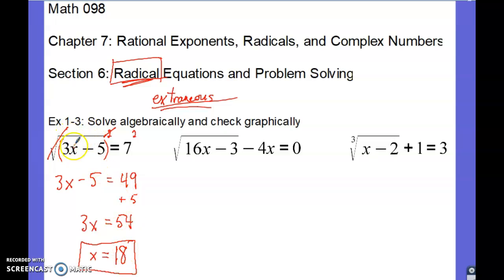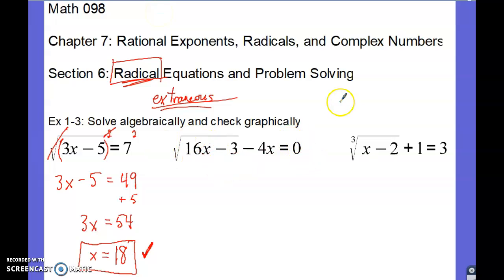So if I plug 18 back into the problem, 3 times 18 must be 54, minus 5 is 49, and the square root of 49 is 7. So I'm just checking my work. A little check mark there to say, hey, I'm good. So just be ready for that.